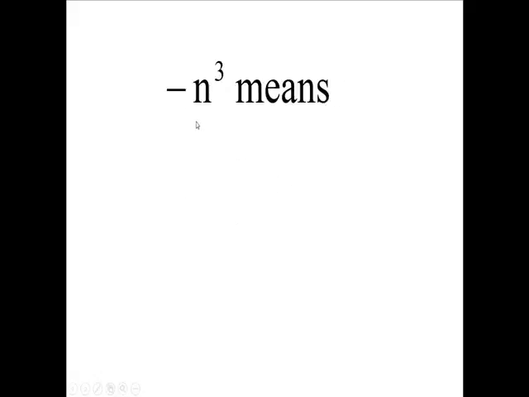Now you think, well, this is negative n cubed. Well, what's in between the negative and the 3? This 3 only applies to the n, not to the negative. In fact, if you have to have a number in front of this, that would be a 1, wouldn't it? So we write the minus 1 only once, and then we write n 3 times. Only the n is cubed.